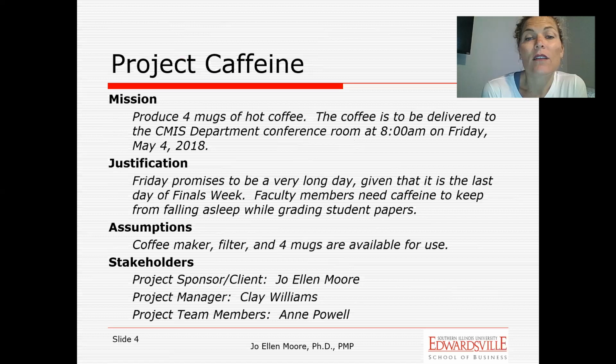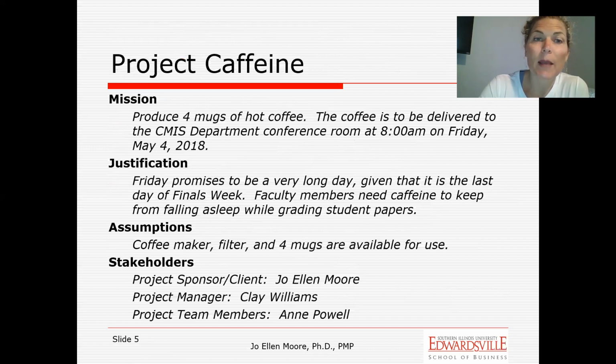The assumptions are that the coffee maker, the filter, and 4 mugs are going to be available. And so, again, those are things that I will not have to worry about as the project manager, tracking down or buying or bringing myself. Those things will be available for us to use. And then there's identifying the different stakeholders in this project. You can see the project sponsor and the client is the same person, the project manager, and there's 1 team member on this particular project. The parts of the scope statement that you don't see up here are the communication plan and also the documentation plan, but those would typically be included in the scope statement.